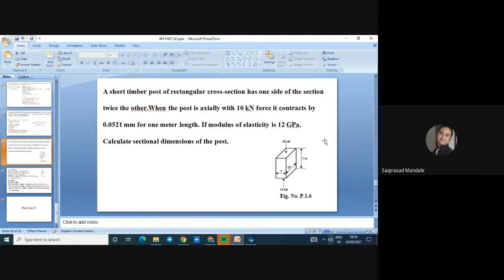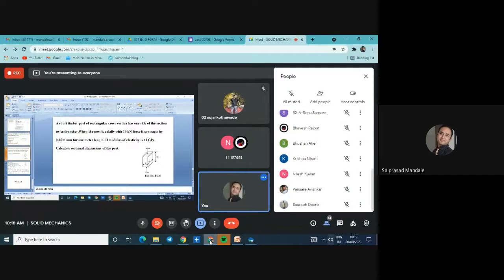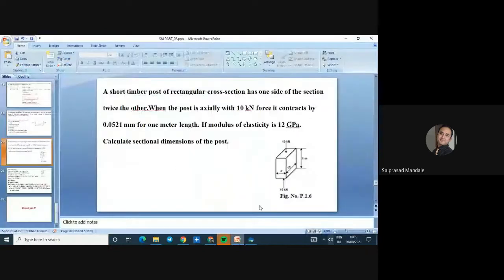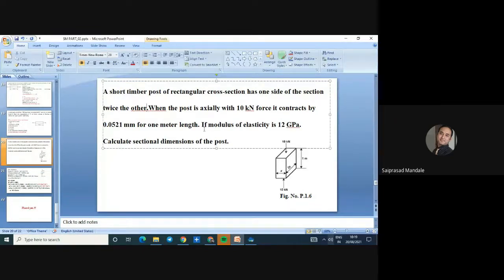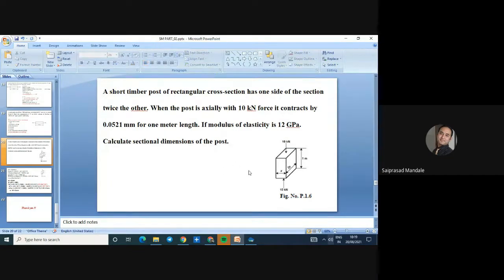This is the next numerical. This is the next numerical for Bhavesh Rajput. If you wish, you can solve this numerical. Meanwhile, I am waiting for the answers from the others. Those who have solved the previous numerical, please try to solve this one on your own. You can take a screenshot, you can take a photo. Just do it faster.